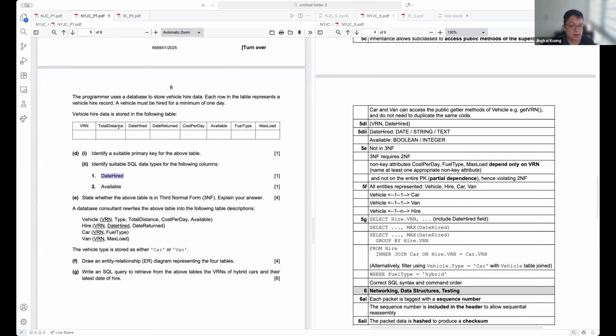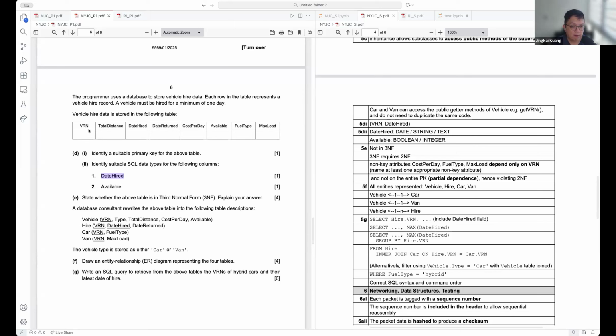So I must make sure that the rest of the columns, total distance, date return, cost per day, available, fuel type, max load, must be dependent on both of them. Okay, so this one is very easy to break because if you look at, let's say, fuel type and max load, they only depend on the VRN. So this one is already enough to break 2NF.